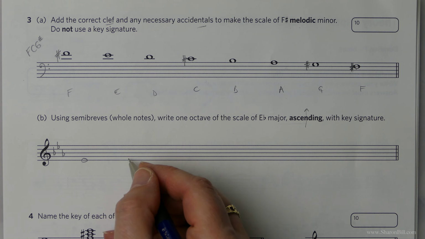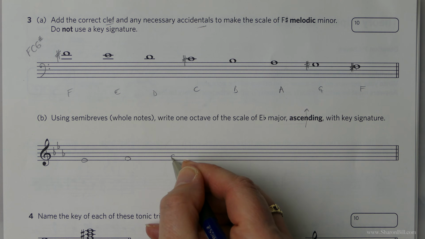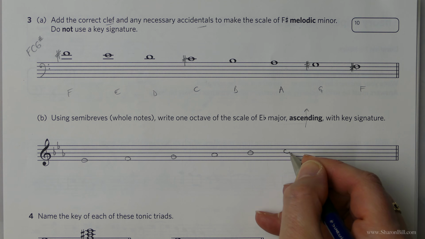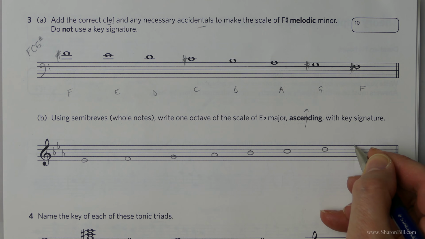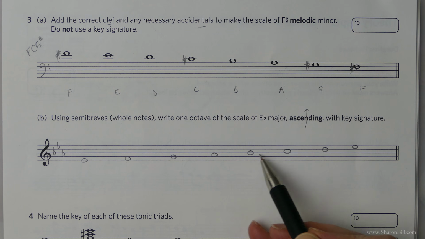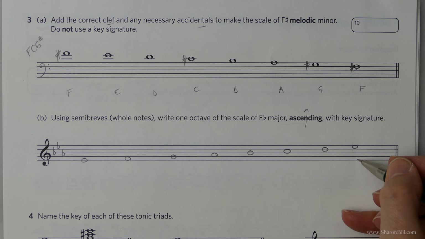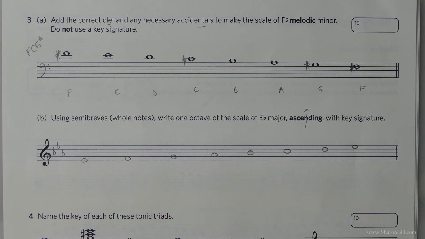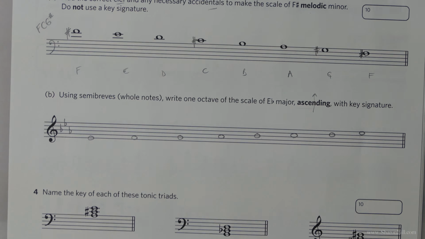Now scale literally means step, so we're going line, space, line, space, stepping up to E again, E flat of course. 1, 2, 3, 4, 5, 6, 7, 8. There's our octave, and the space is spelled face, F-A-C-E, so we know we've not gone wrong. So that's soon done. Let's move on to the next question.